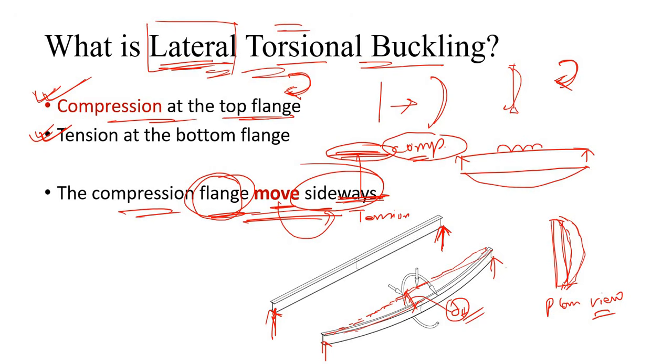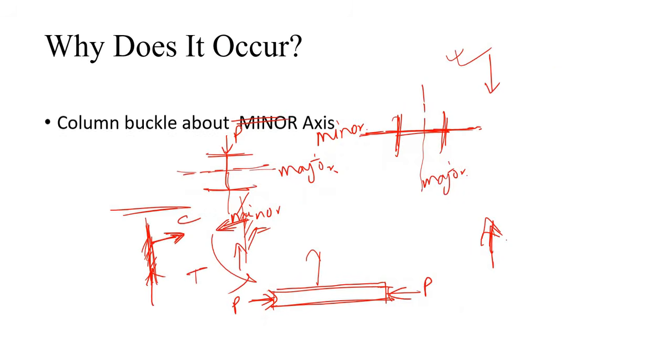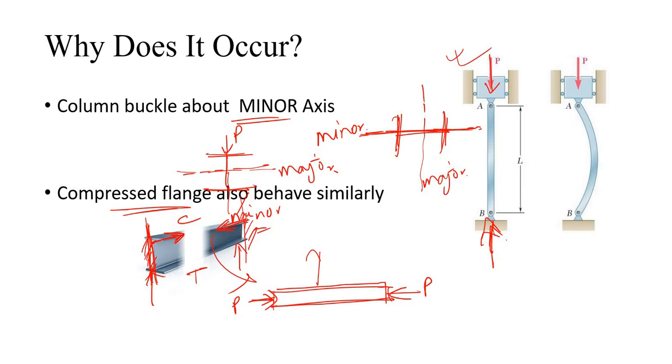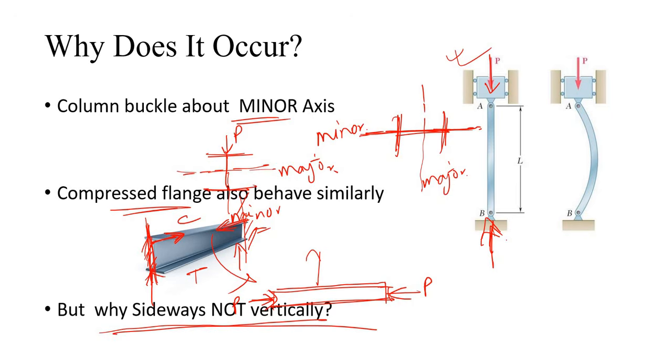In this figure also it is clearly shown that it has buckled sideways. Why not in the vertical direction? That is the question. Why sideways, not vertically? That is my question also.